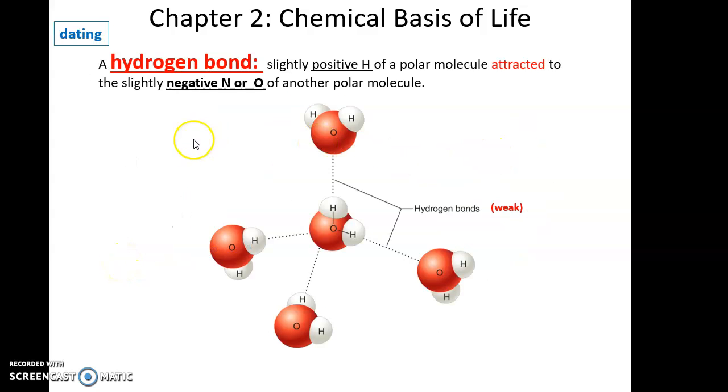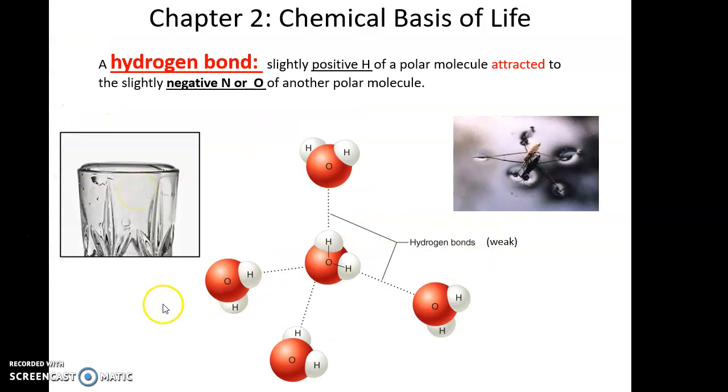And this then allows for a third kind of bonding, hydrogen bonding. Hydrogen bonding is a weak bond, and it is between slightly positive hydrogen ions in a molecule being attracted to slightly negative oxygen or nitrogen atoms in other polar molecules. So here we have all these water molecules. They are all polar. Slightly negative oxygens are attracted to the slightly positive hydrogens. Slightly negative oxygen to the slightly positive hydrogen. This is a weak bond, relatively easy to break. So I think of it more as dating.